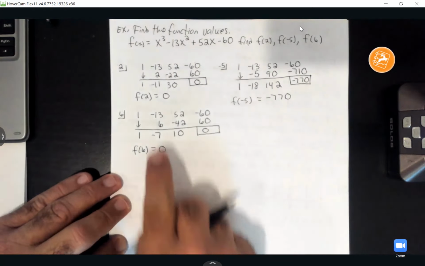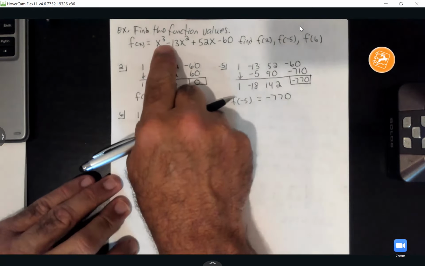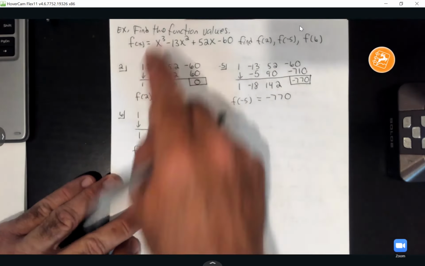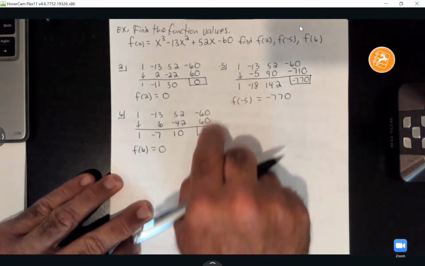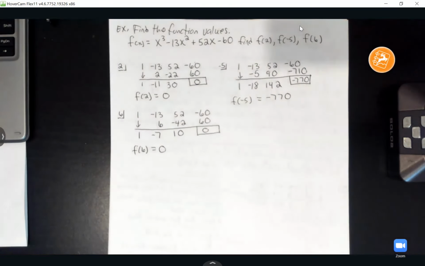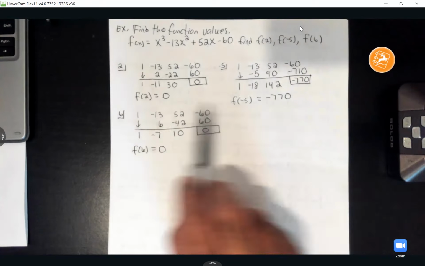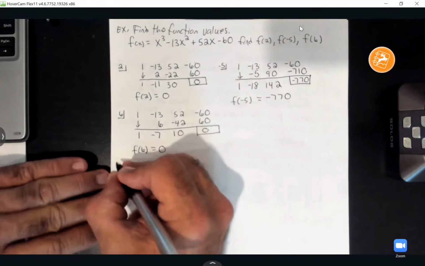So that means if this thing has a maximum of 3 zeros, I know 2 of them are going to be 2 and 6 because my remainders were 0. But y'all, at this point, all they want to know is these function values, okay?